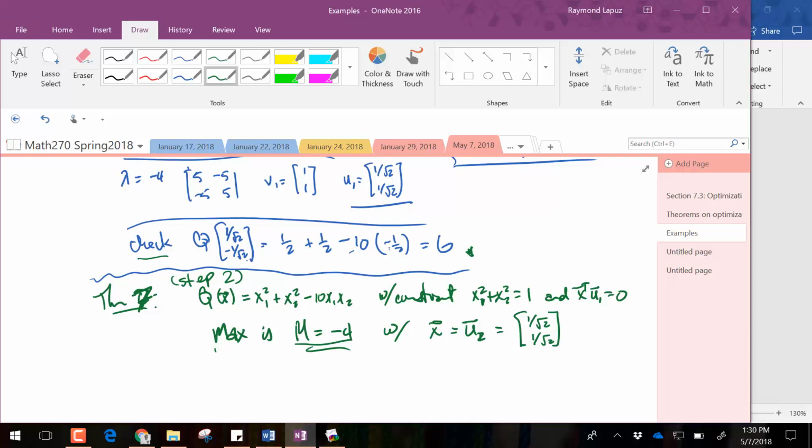All right. Let's do another example. So another example would be something that would have 3 dimensions to it.